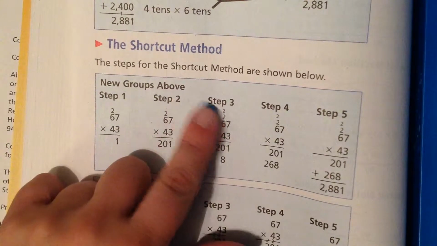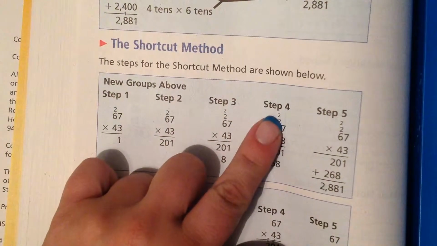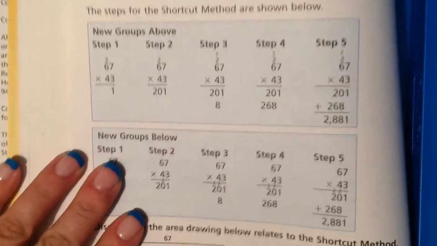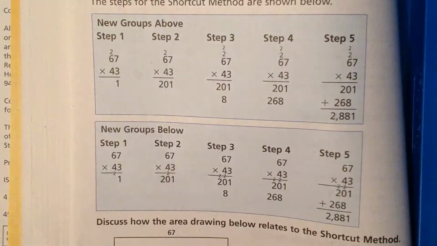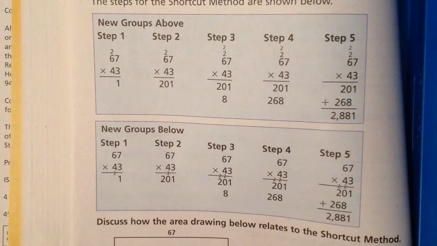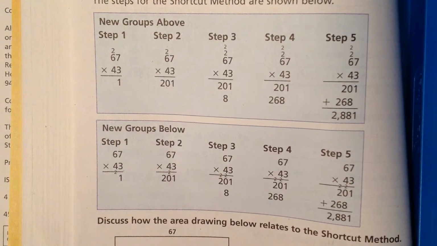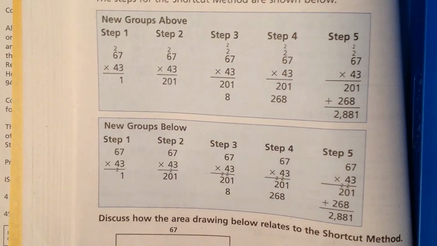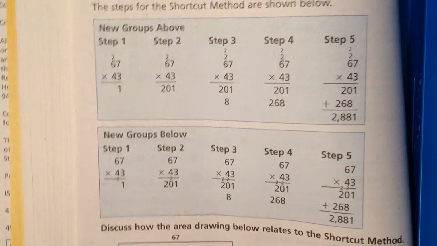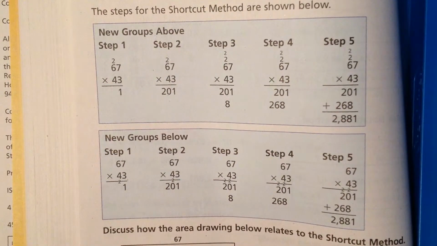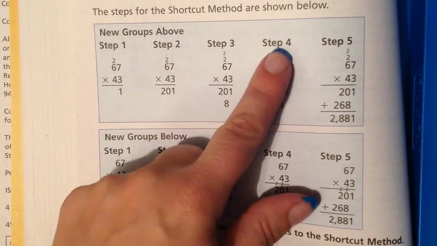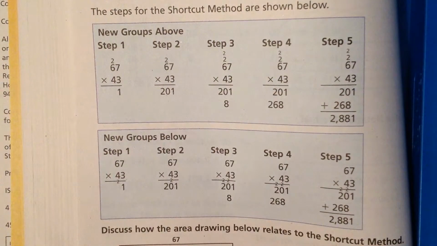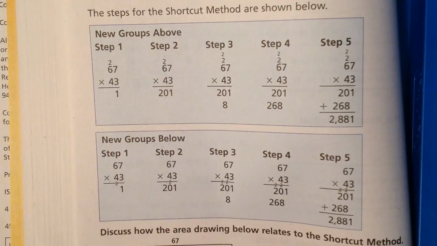This one's showing those new groups above, which really does help see them. If you try to do the new groups below, be very careful where you put your numbers so that you do not mix them up. When you're getting into multiplication 2-digit by 2-digit or 3-digit by 2-digit, I highly recommend not using shortcut method, as it can be very confusing with all the numbers that you have to put up on top when you are dealing with place value.